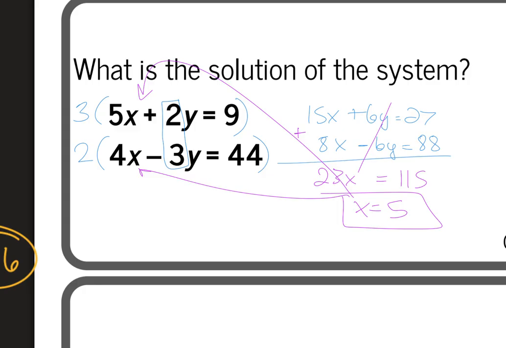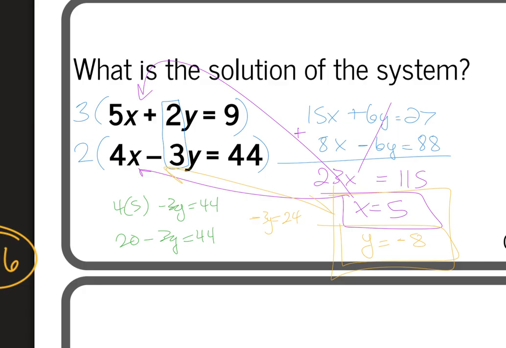Why not? So 4 times 5 minus 3y equals 44. 20 minus 3y equals 44. Minus 20 is -3y equals 24. And so y equals -8. And if you're not trusting in your work, you could take both of these and plug them in either here or up here and prove yourself right.